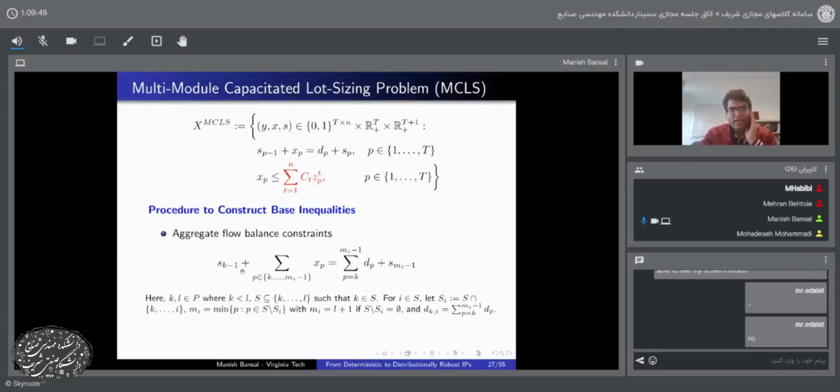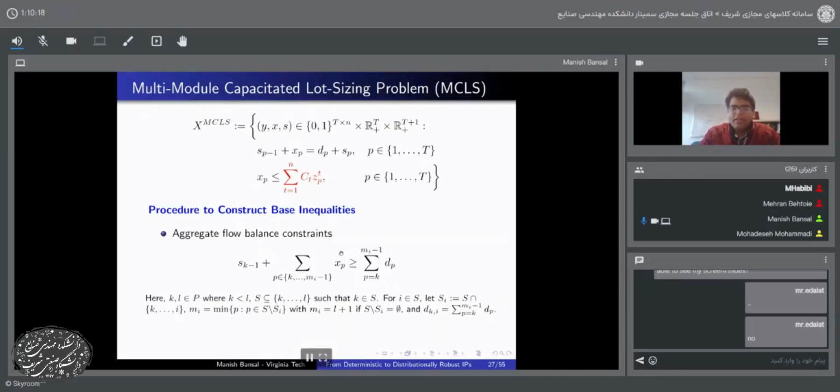So I will get s_{k-1} plus the sum of these x_p for p from k to m_i minus 1 equal to the sum of the demand from time period k to m_i minus 1 plus this s_{m_i-1}. Now since this s_{m_i-1} is greater than or equal to 0, because it's the inventory, I can just replace it with this inequality.